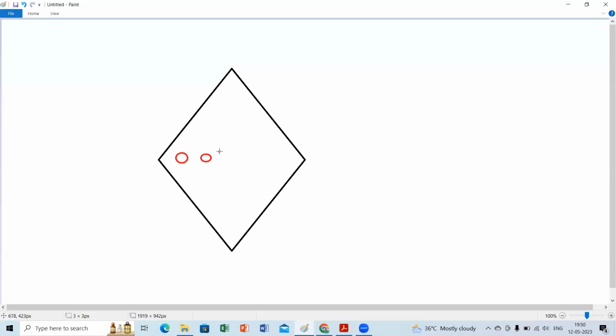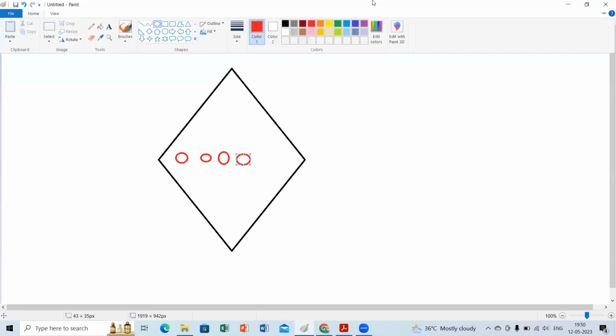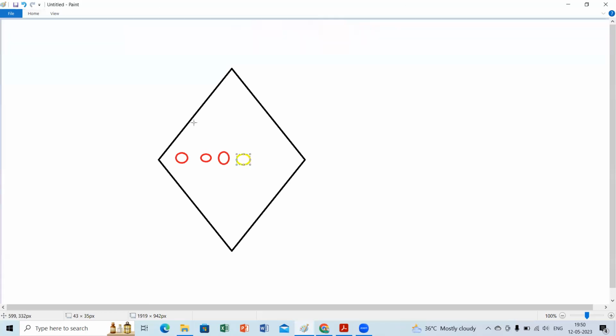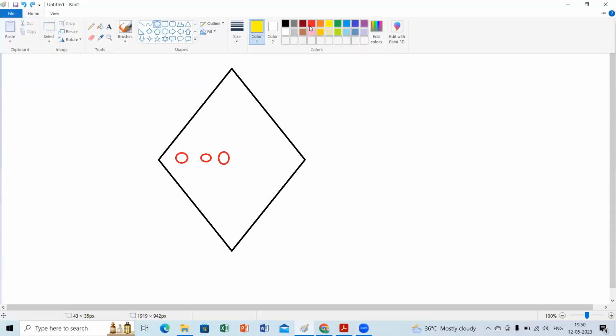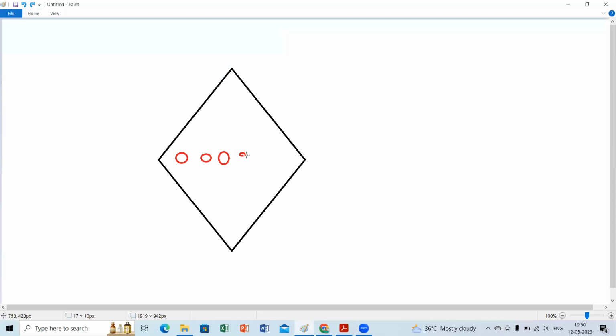All are equal in size. Don't think different, children. Identical means the same. Two yellow.